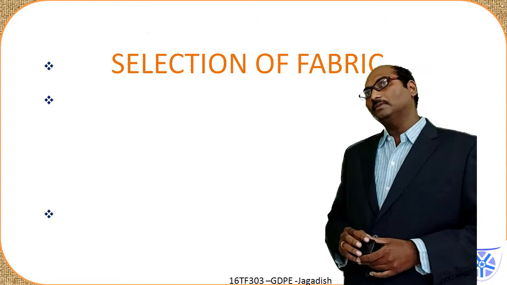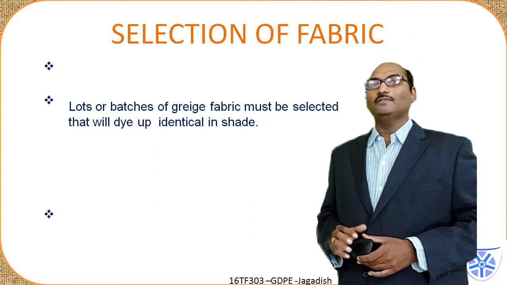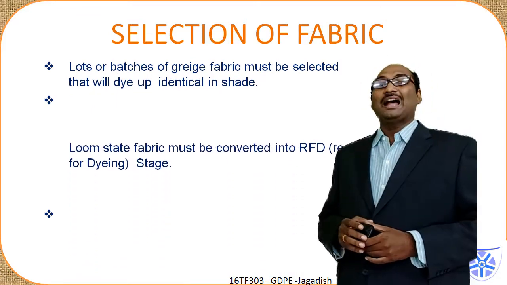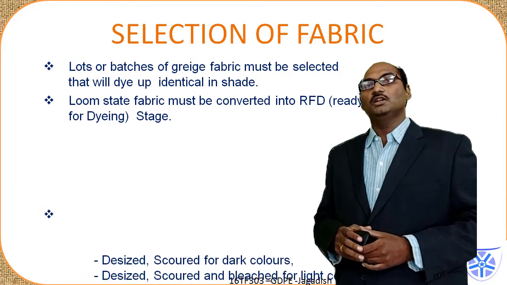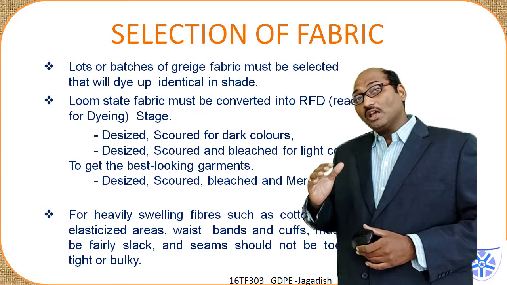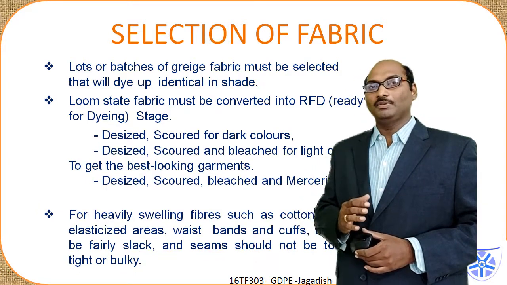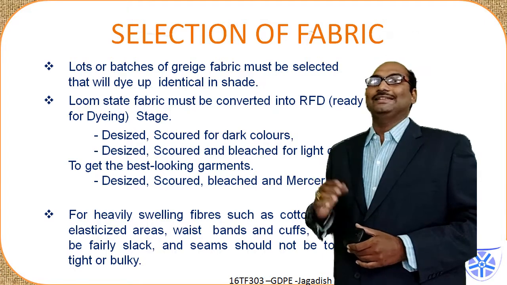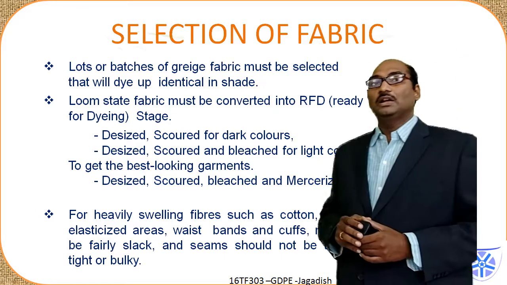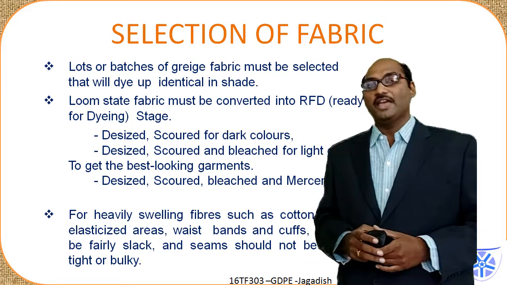In the selection of fabric, primarily we should see that whatever batches of garments we are producing should all be identical in terms of shade, such that the grey fabric must be selected in the same shade. One is bleached and one is unbleached, so the outcome may not be exactly the same. Then the loom state fabric must be converted into RFD. RFD is nothing but ready for dyeing fabric.